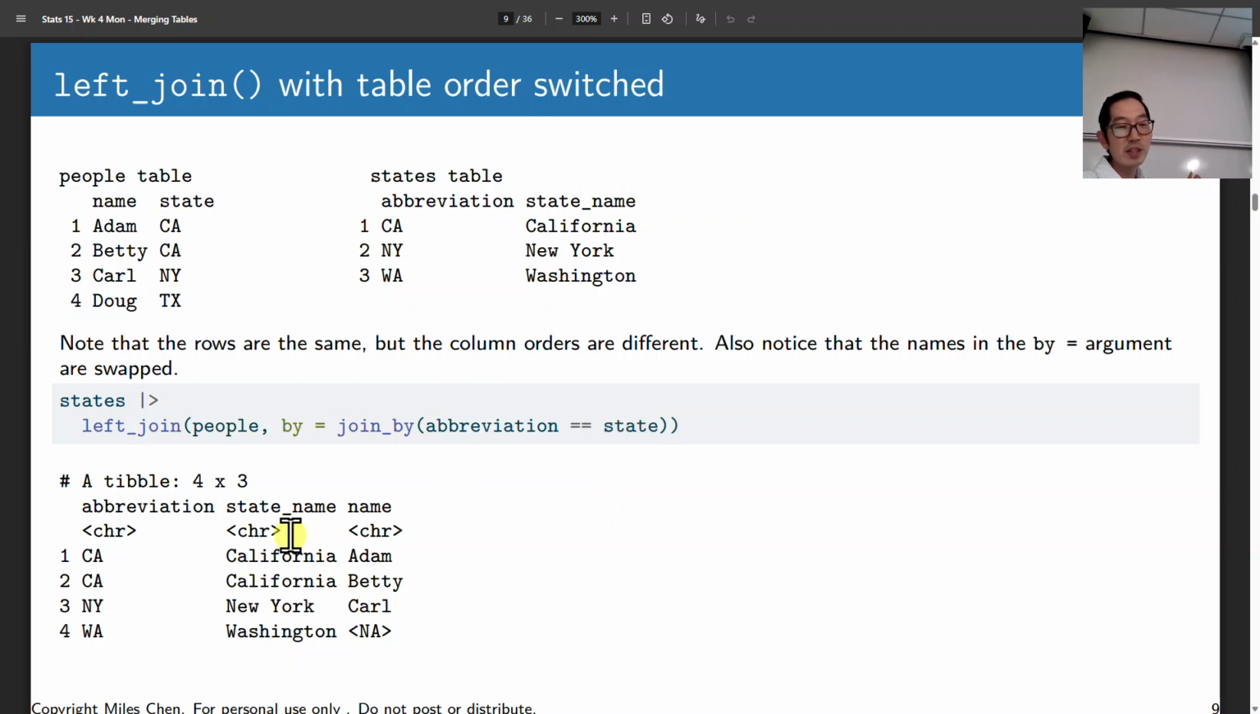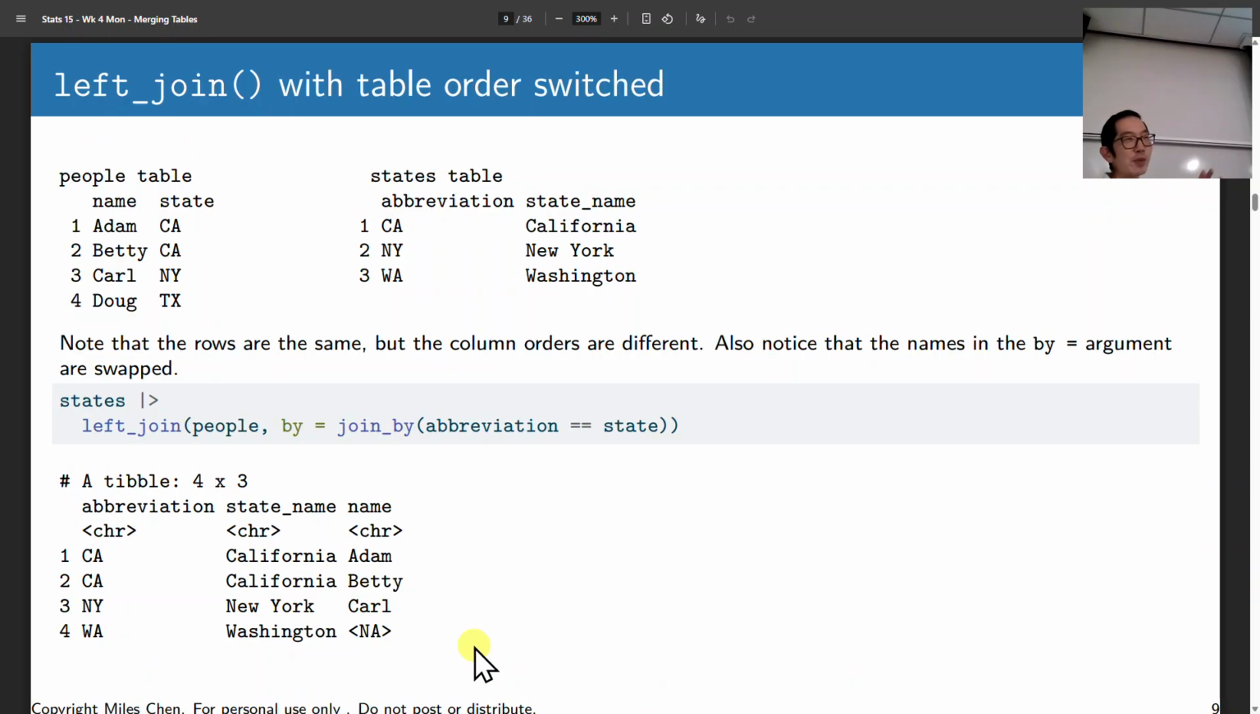So we're going to get California, and then we get Adam, California, Betty. We get New York, Carl. WA, Washington has no match in the people table, so it gets an NA for this. Okay, is that okay?